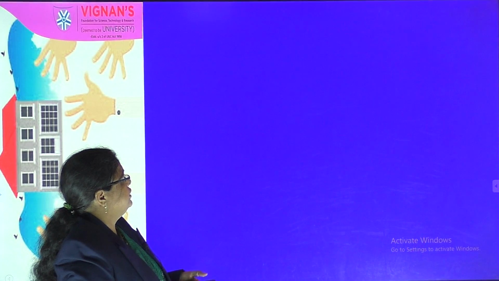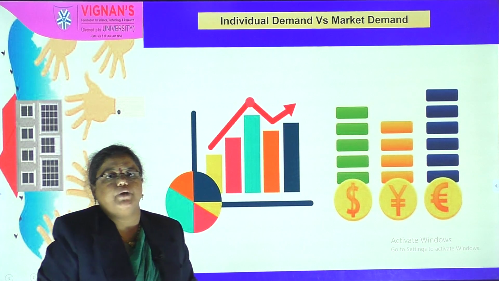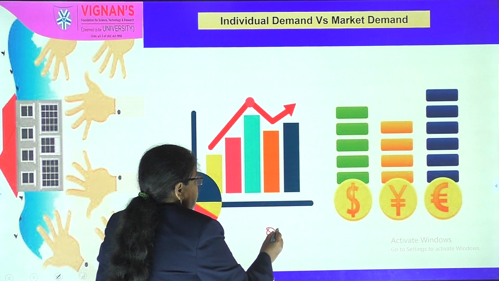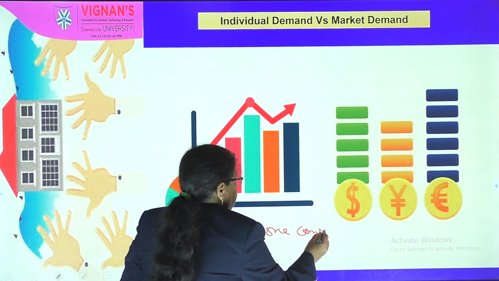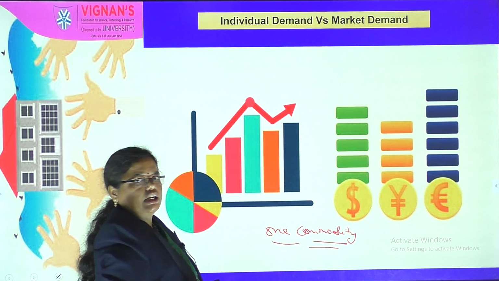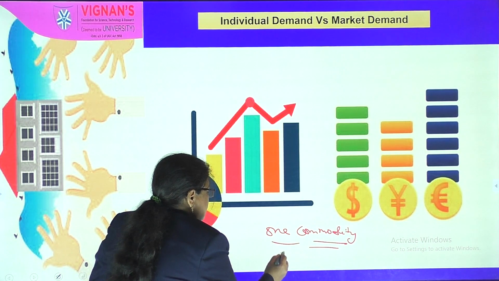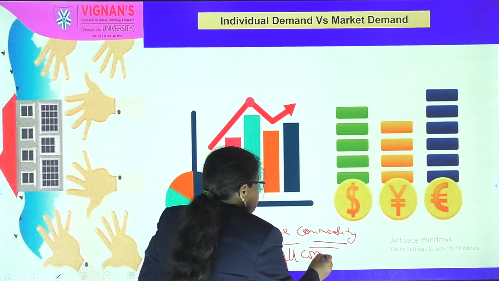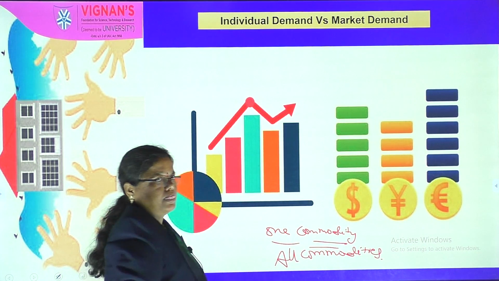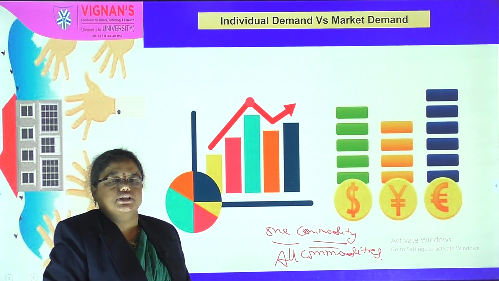Move on to the next slide. Individual demand versus market demand. Individual demand relates to one commodity or one buyer, whereas market demand relates to all commodities or all buyers. Individual demand is nothing but the general demand.